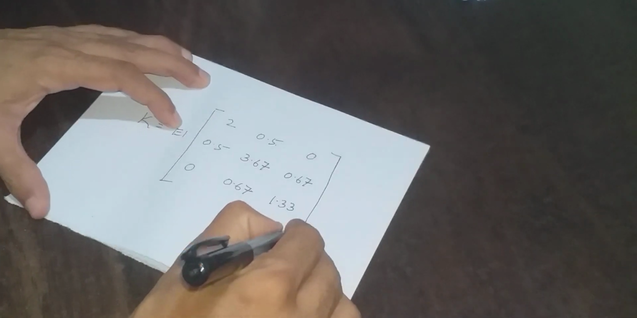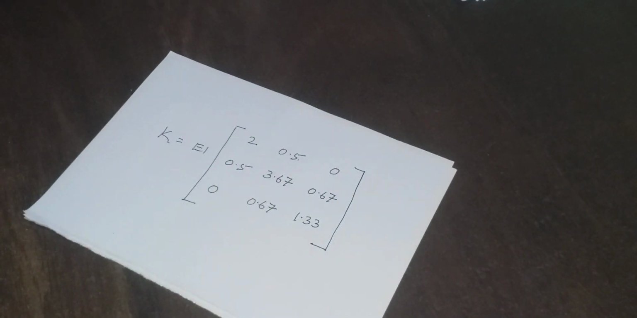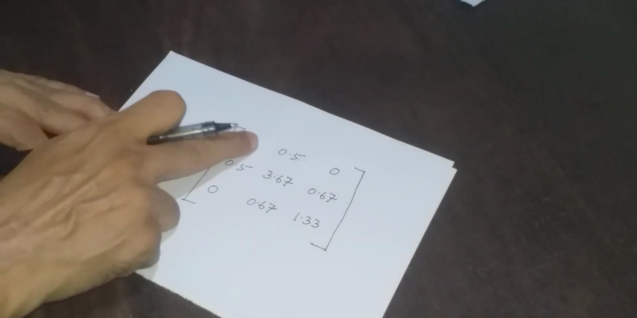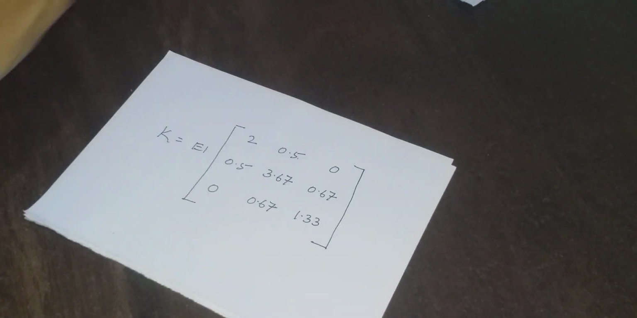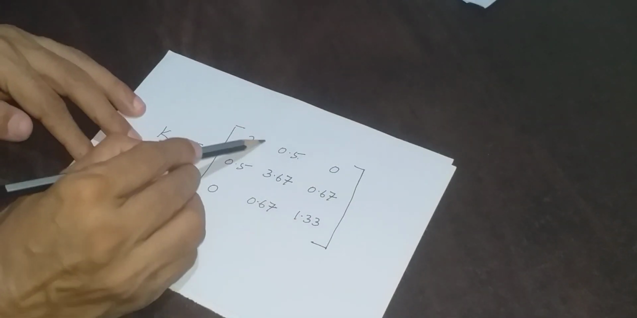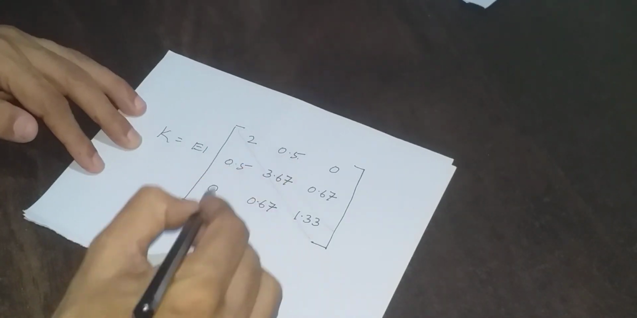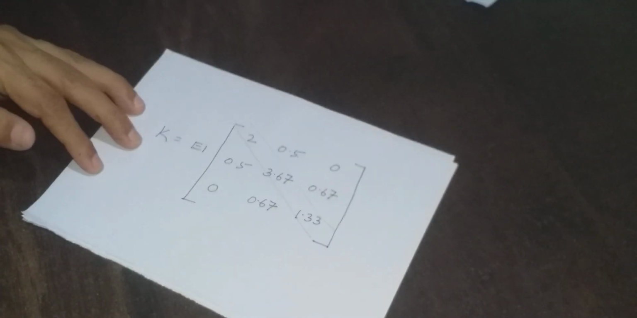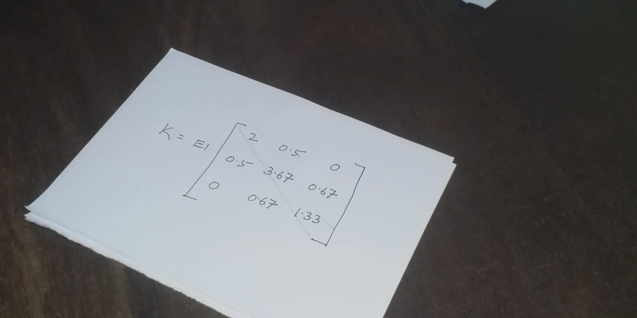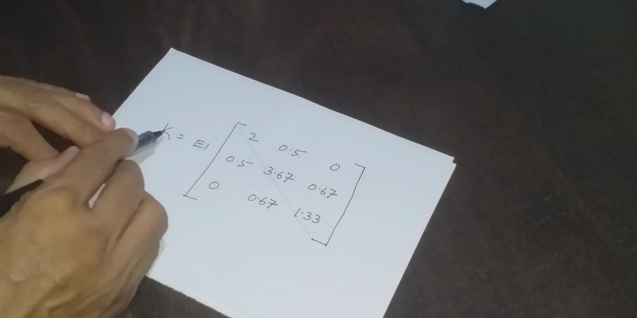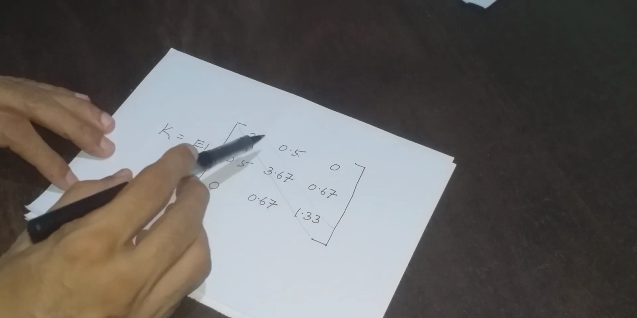Now my friends, let us check whether this stiffness matrix is correct. All the diagonal elements of the stiffness matrix must be positive, and other elements should be symmetrical. It should satisfy all the conditions of the stiffness matrix. So this is symmetrical. This means whatever we have calculated is correct. So K matrix for the structure is EI into this.